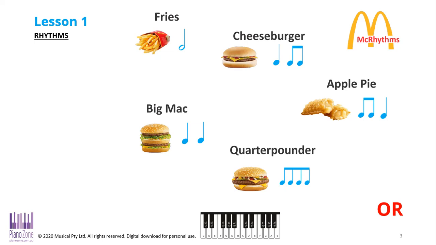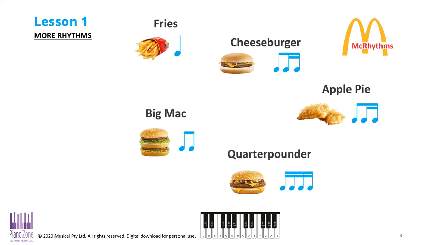Words match certain rhythms, and a really easy way to remember these are words that you're already familiar with. For example, quarter pounder is 4 equal sounds that are quite quick and therefore are made up of quavers or eighth notes. Fries is a long note. Minim or half note. Big Mac, 2 not short notes but not quite long notes either, and therefore they fit really well with crotchets or quarter notes. And then we can combine those into words like cheeseburger or apple pie.